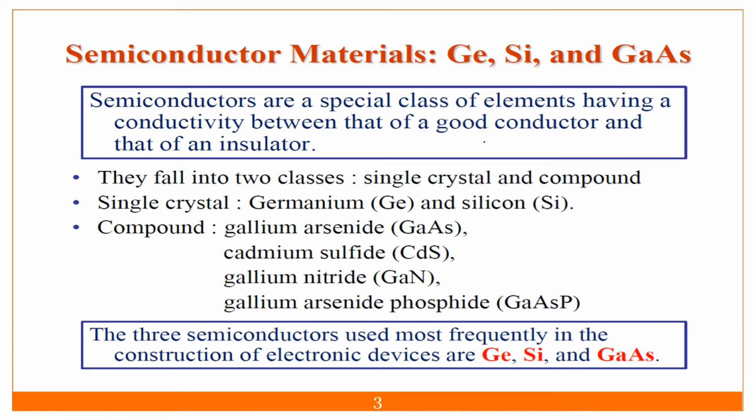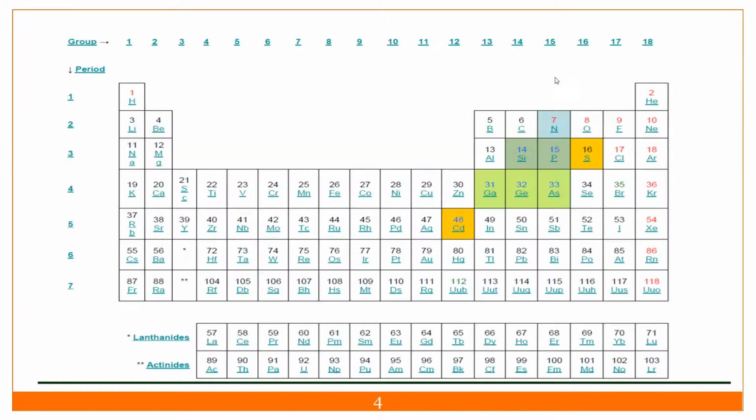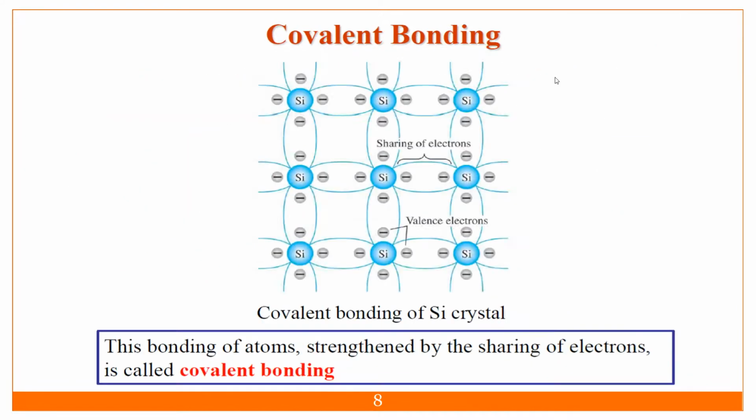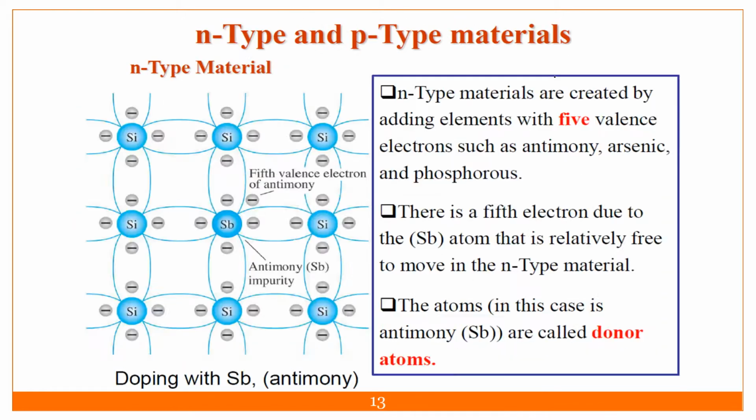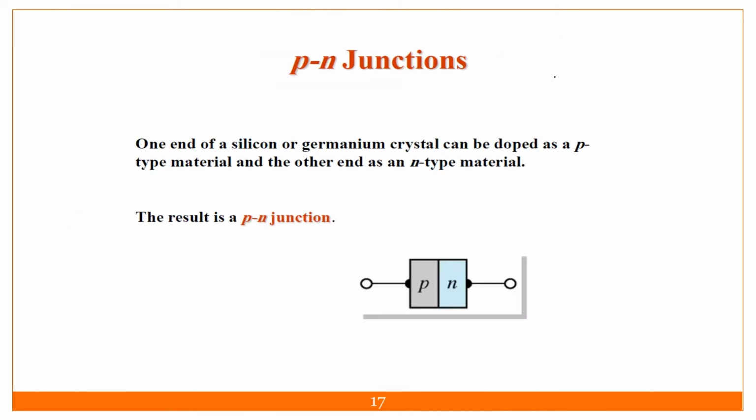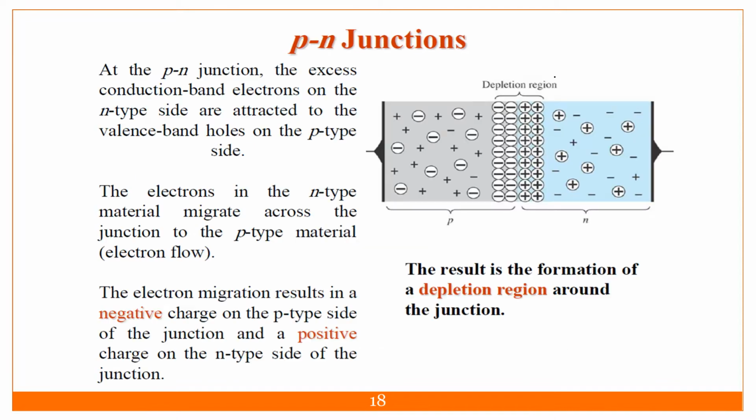So this we have seen, that is nothing but semiconductor material: silicon, germanium, GaAs. We have seen this in the previous lectures, so directly I will start with the PN junction. What exactly does PN junction mean?